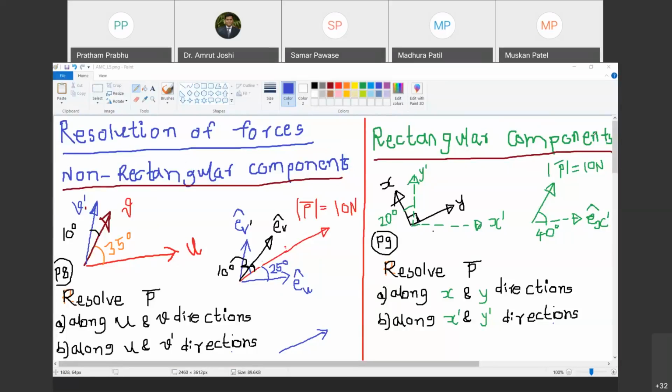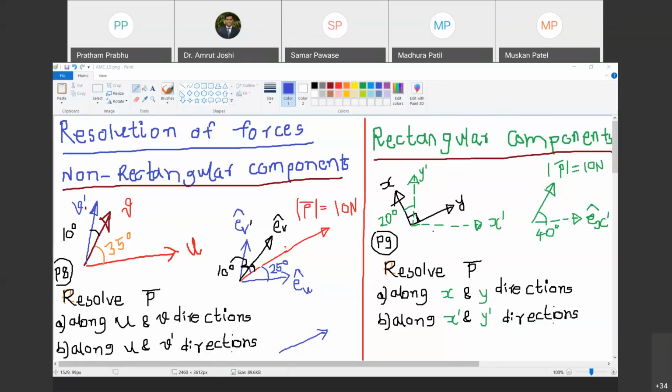Are you with me, Pratham? Yes, sir. Okay. Now I will demonstrate this through two problems, P8 and P9, the 8th and 9th problems of this mechanics course. Let us demonstrate this resolution of forces and try to understand where are the points that you may slip off or you must remember. So let us start with this.